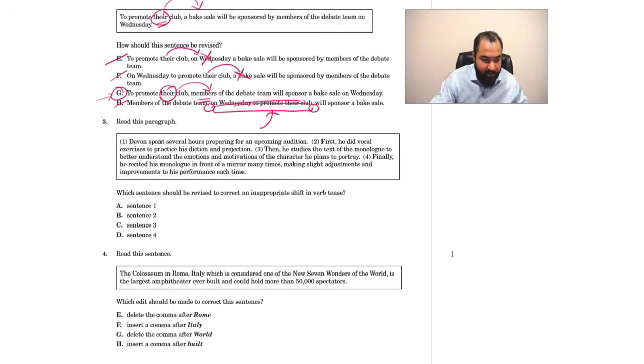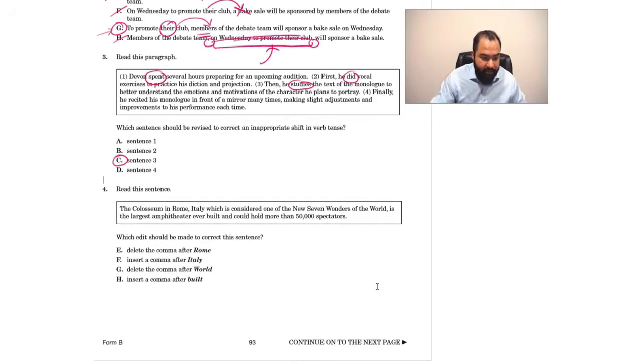Construction error, remember. Number 3 says, which sentence should be revised to correct an inappropriate shift in verb? Again, the shift in verb. So if you look at number 1, has spent, which is past. He did, the word did is past. And then he studies, the word studies is actually present. Studied would have been past. So this is where the verb shifted, which is not allowed. So sentence 3.